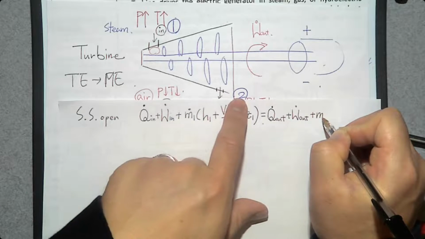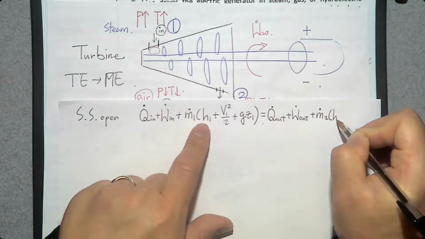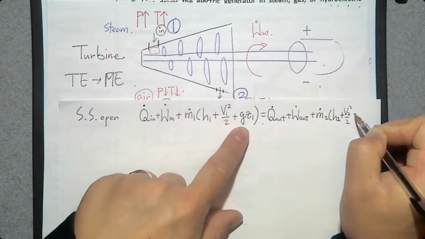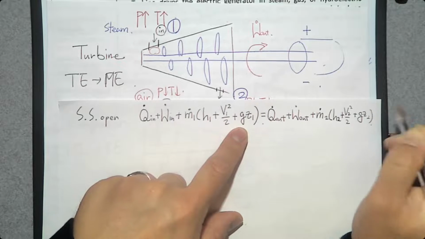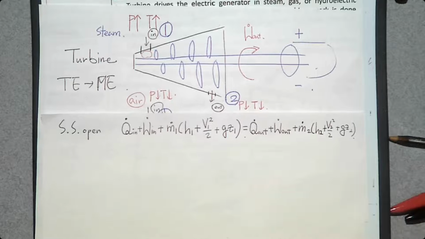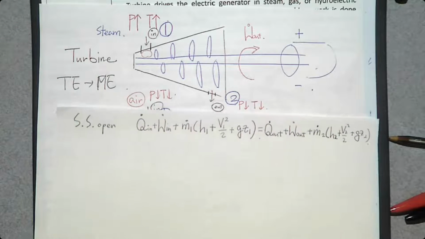M dot exit is number 2, m dot number 2. This mass has enthalpy, kinetic energy, and potential energy. So this is the general energy balance equation for a steady state open system. Now we are going to simplify this energy balance equation for this turbine and for this compressor, both of them.